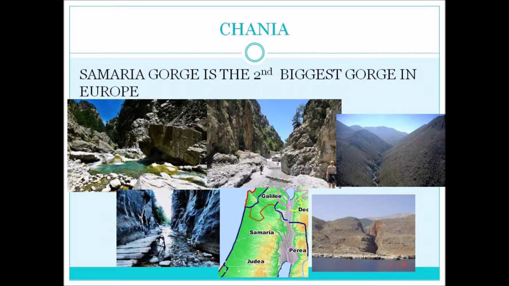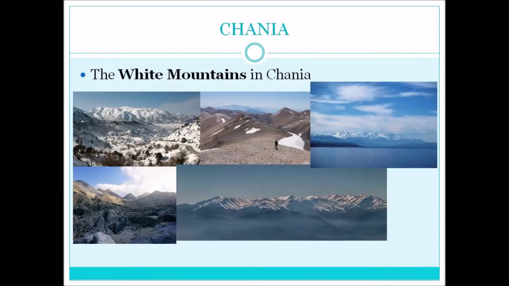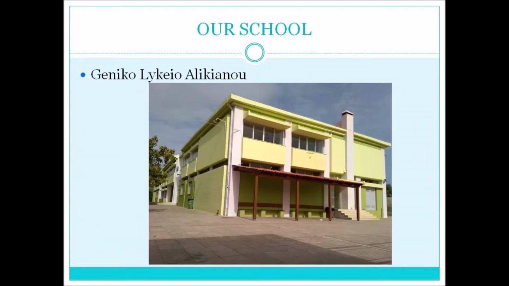As you may know, the Samaria Gorge is the second biggest gorge in Europe, and we can see the gorge in these images. This is the White Mountains of Chania range, visible from our school. Its highest point is 2,454 meters. And now it is time to tell you a few things about our school.